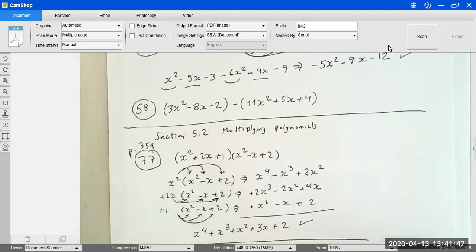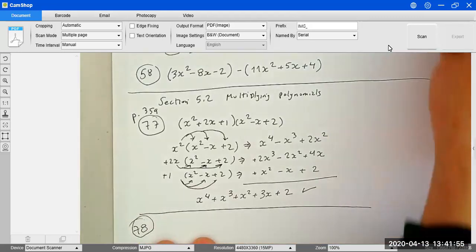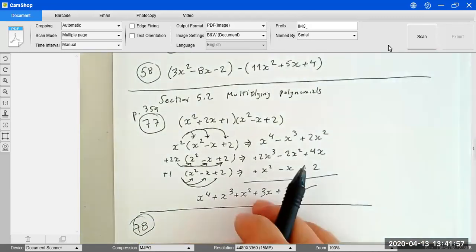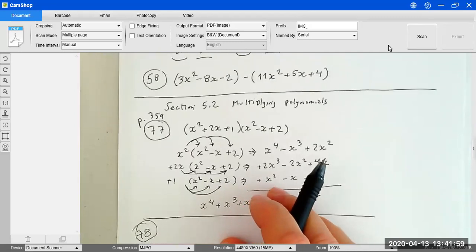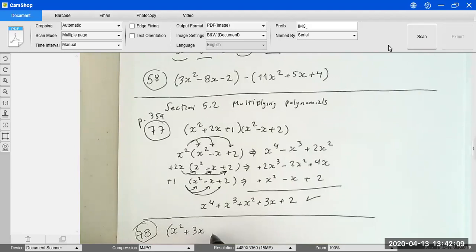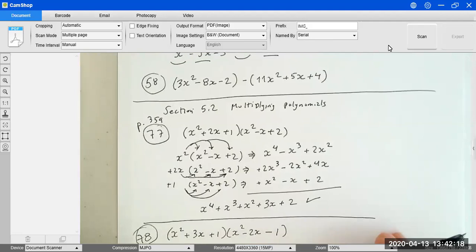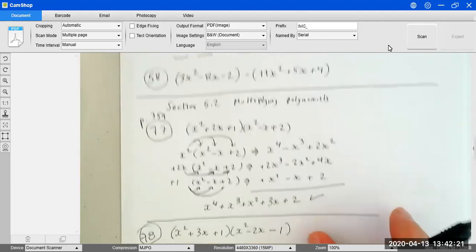So now you're going to solve problem 78 and you're going to send me your solutions via chat. So the problem is another 2 trinomials. So we have x squared plus 3x plus 1 that multiplies x squared minus 2x minus 1. So solve this problem and send me your answers.